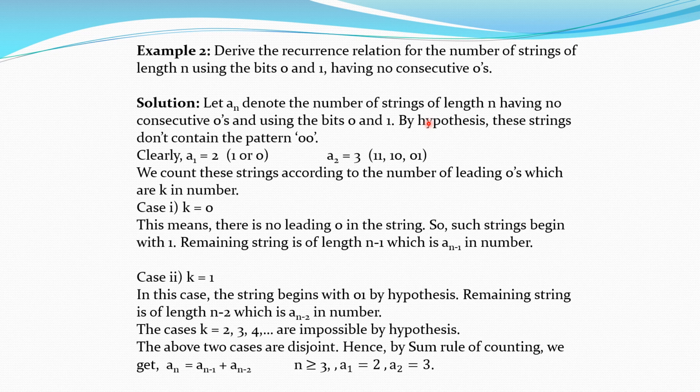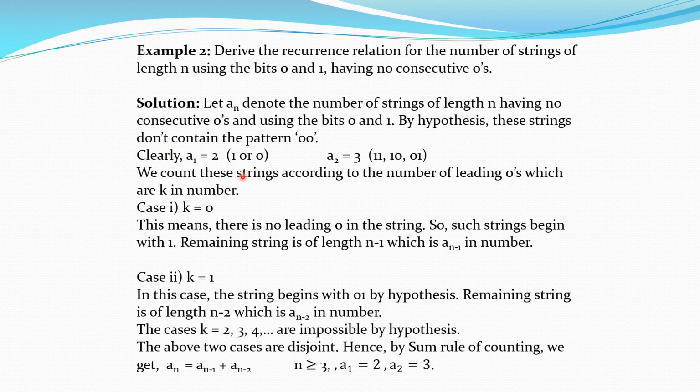Now similar to the previous case, first we find a few terms of that sequence. Now it is a1. Again we cannot take a0 because it is a string of length n, so length must be at least 1. Now a1 means the number of strings of length 1. Length 1 means there is only one place which we have to fill either by 1 or 0. So 1, that is one bit string, or 0, that is another string of length 1. So how many strings are there?